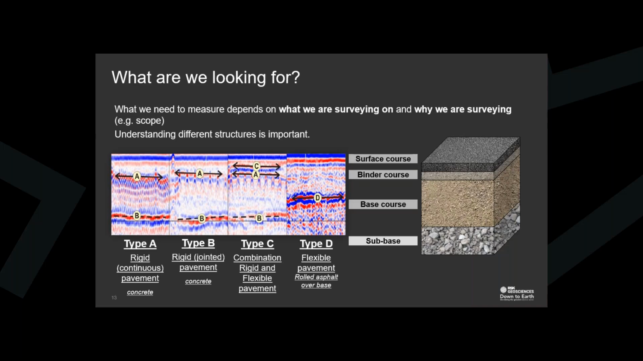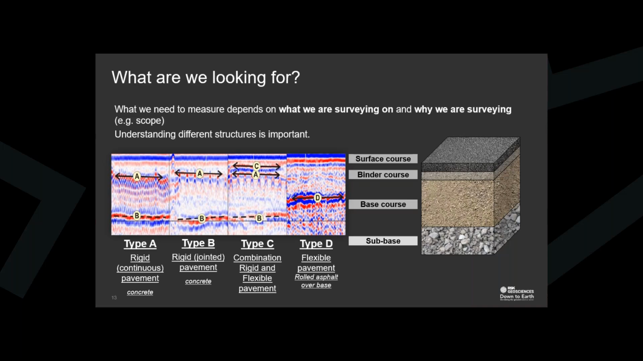So what exactly are we looking for in the data? This depends on the scope and what the objectives are, but generally we're looking for sub-horizontal or horizontal continuous boundaries within the GPR profile. Those represent the layers of the pavement construction, and sometimes we can see layers that go all the way through the data. Sometimes layers come and go, and sometimes layers are just invisible, essentially. So that's what we're looking for as a kind of number one.